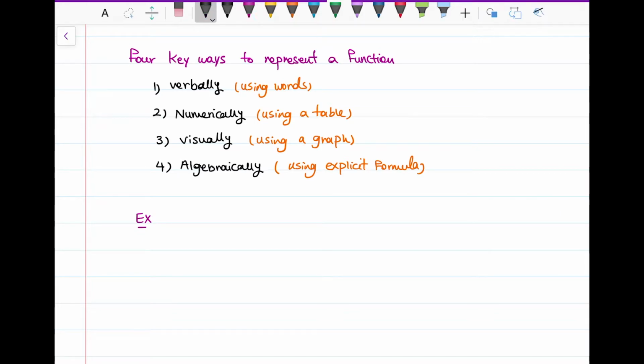Example. I'm going to say that I have a function which squares the inputs.